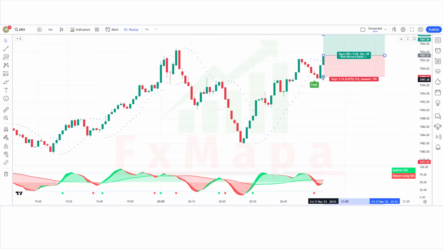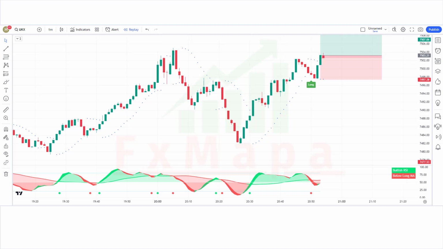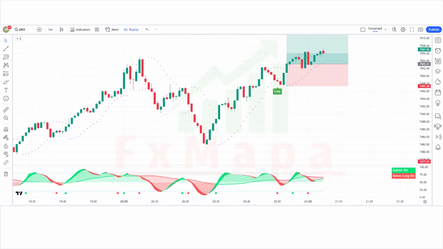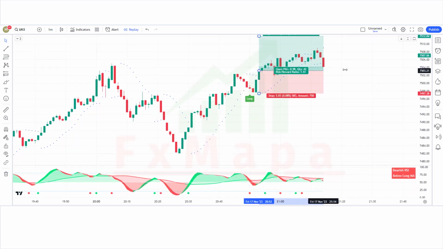Our stop loss will be placed at the parabolic SAR of the lower level, and the risk to reward ratio will be 1:1.5. Let's see what happens to our trade. Our trade is running in profit.